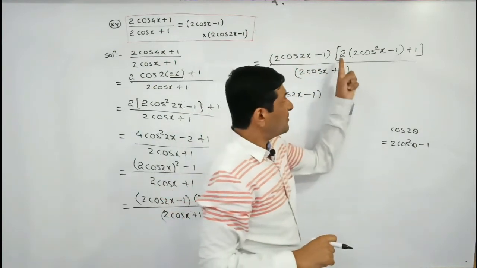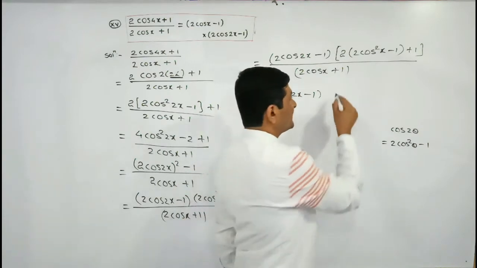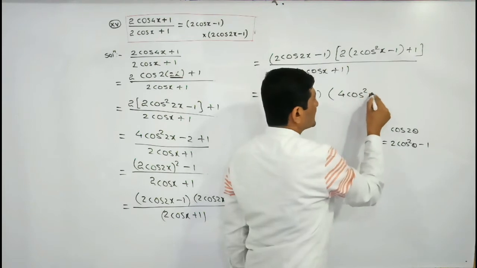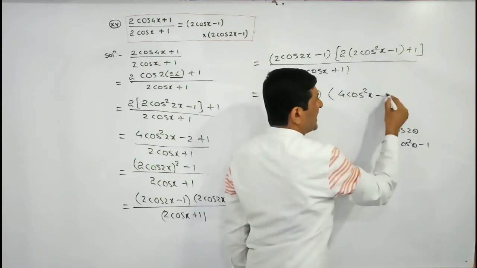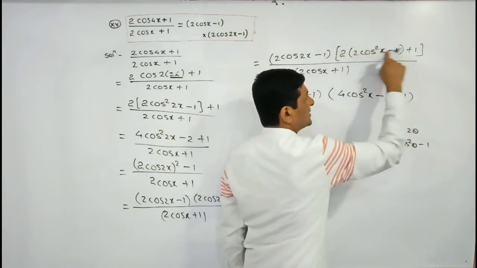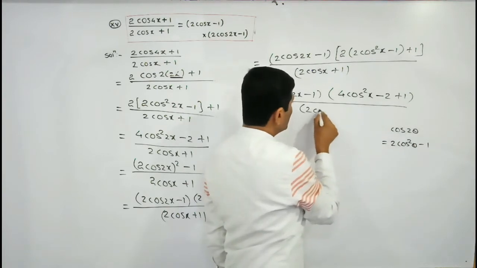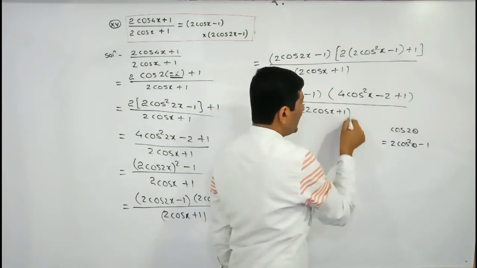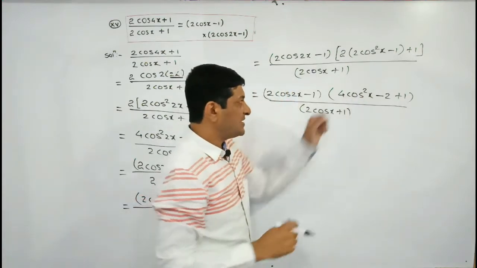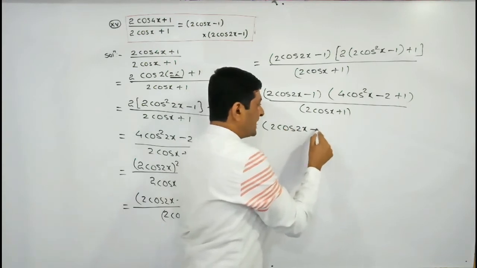Now I am multiplying by 2 to both the terms in this bracket. Let us see what we'll get here. So 2 into 2 will be equal to 4 cos square x, and 2 into minus 1 will be minus 2. Keep this plus 1 as it is. Just simply I am multiplying by 2 to both the terms in this bracket. In the denominator, keep this 2 cos x plus 1 as it is. Okay, so now let us simplify this term, so which is equal to 2 cos 2x minus 1 as it is.